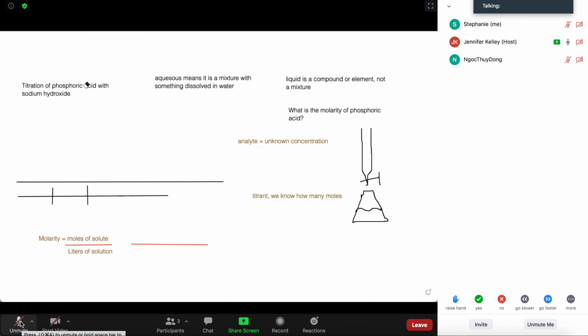Okay, so let's come up with something new. All right. Let's say we have 18 milliliters of 9 molar HCl that is titrated with, we'll do sodium hydroxide.